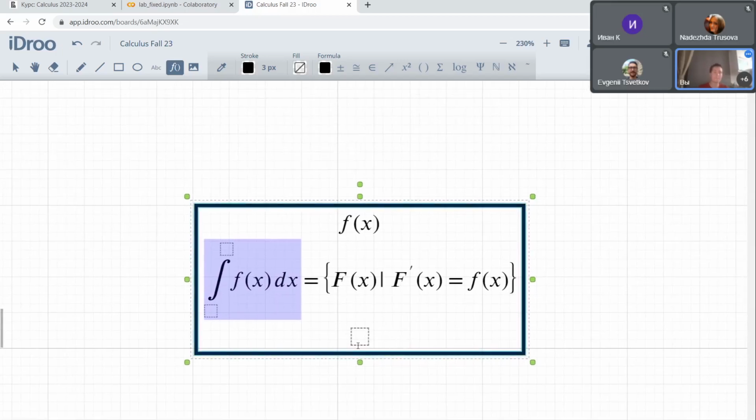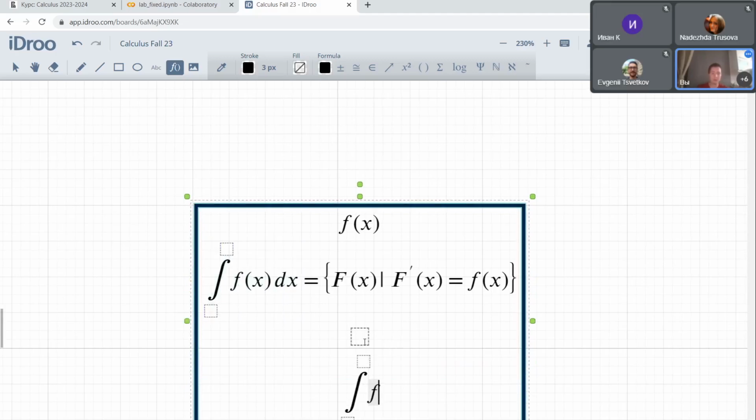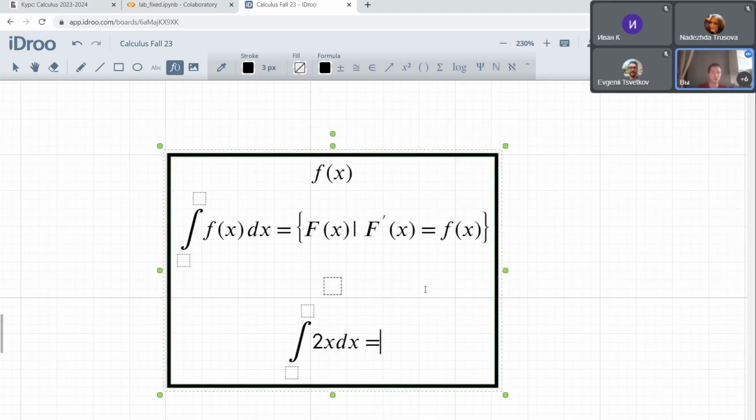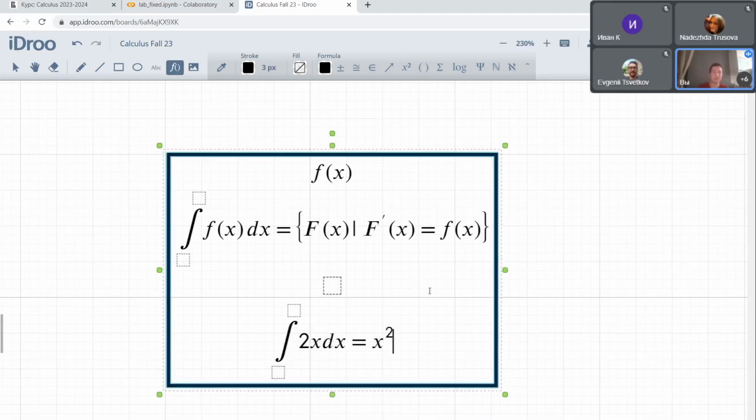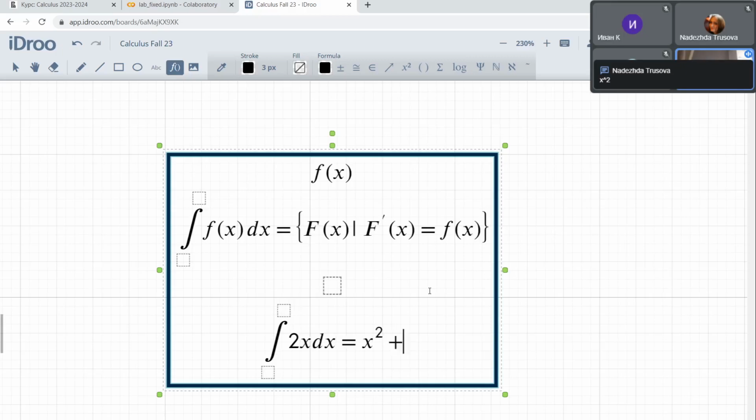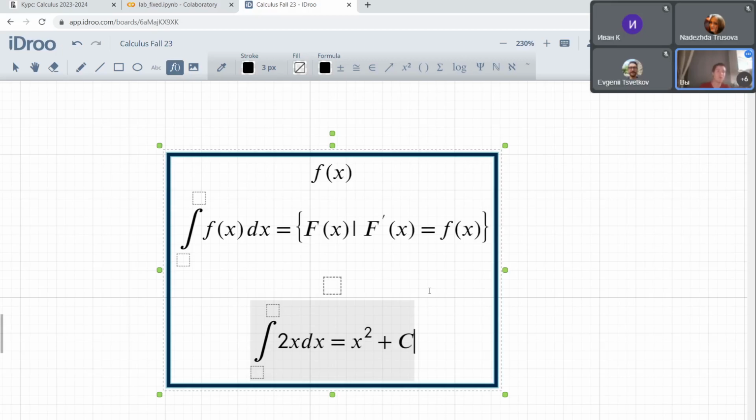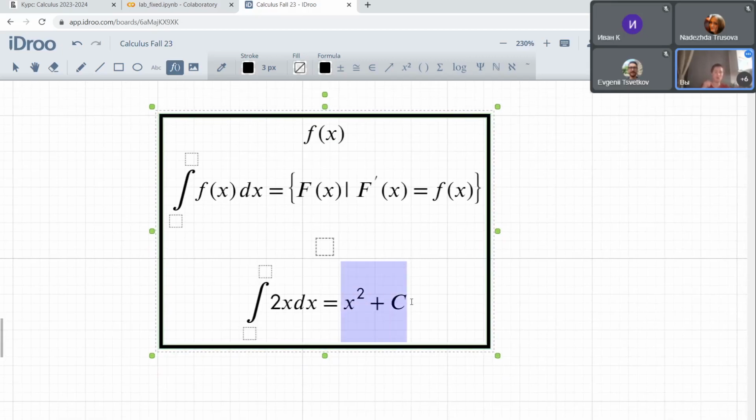Okay? For example, what can you say about the integral of this function? What's the integral of 2x? Well, one can say that it's x squared, because the derivative of x squared is 2x. But that's a bit incorrect answer, because the formal answer is x squared plus a constant. Because for every function of this form, you know that its derivative equals 2x.